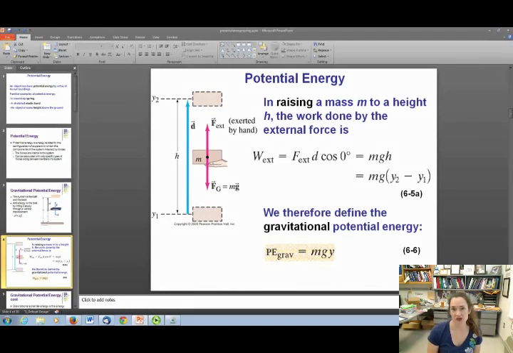And so that's the amount of energy that you've put into the system by doing work, and that's what we define our gravitational potential energy as: mgh, or mgy, or mgd. Lots of times these things get used interchangeably. But anyway, the important thing to remember is that the height of the object above your reference point is what you want to put into that formula.